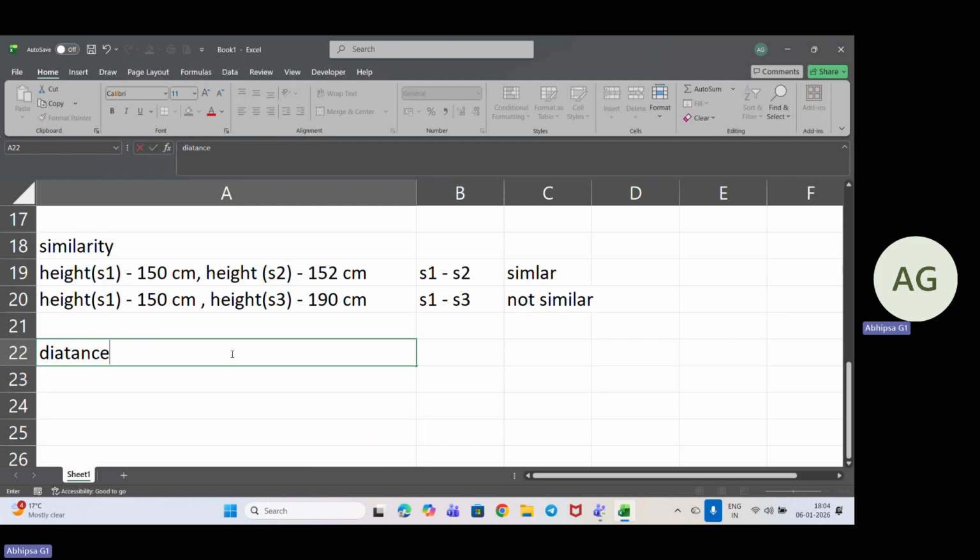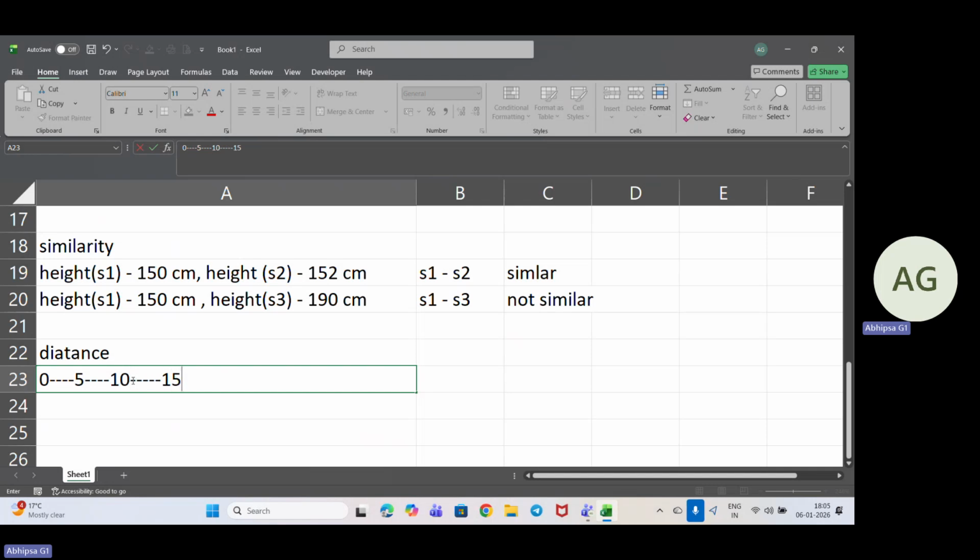Okay. So distance, imagine suppose we have numbers going from 0 to 5. Next, it's going from 5 to 10. Next, going from 10 to 15. Okay. So now the distance between 5 and 10 I want to find.